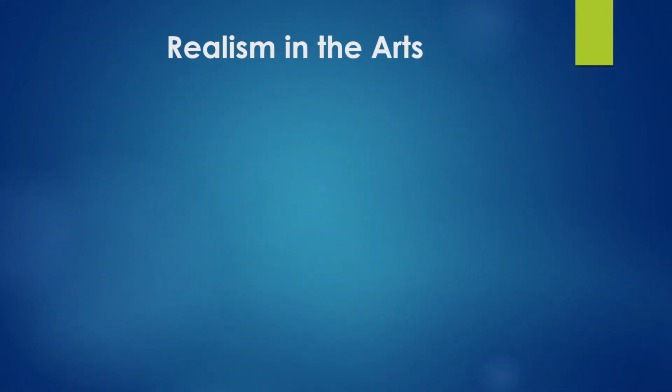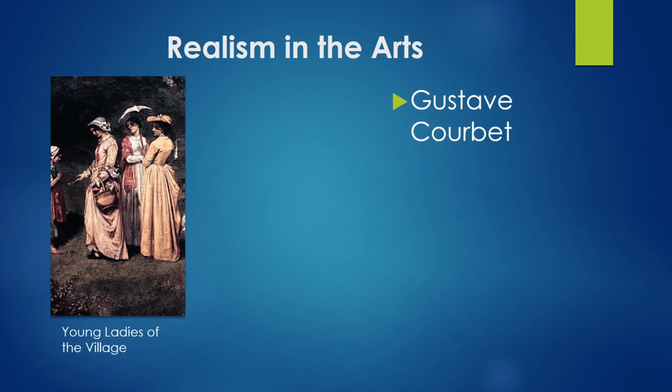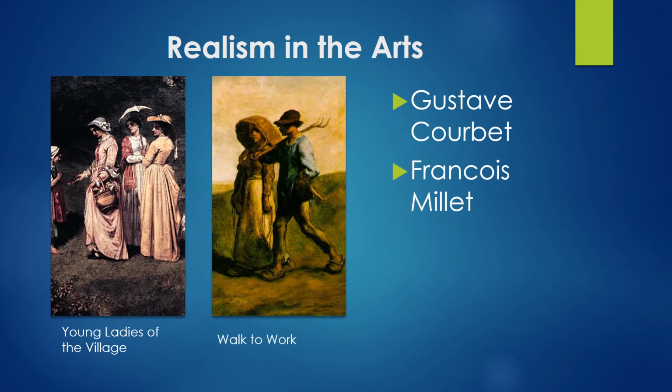The two artists that I would recommend knowing would be Gustave Courbet. This is actually Young Ladies of the Village. To the left is a poor girl begging for money, and you can tell by the way she's dressed. And to the right are middle-class women. And then Francois Millet in The Simple Walk to Work. Most of the art was very simplistic, reflecting once again everyday life, sometimes the tragedies and injustice, for example, in Young Ladies of the Village, or just the hard work and walk to work.